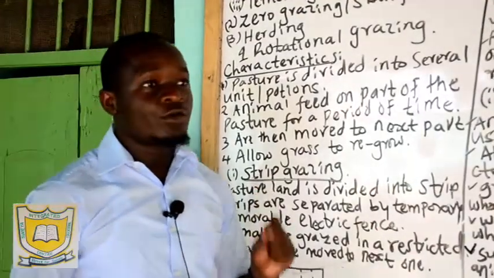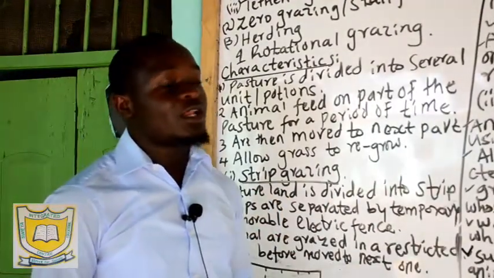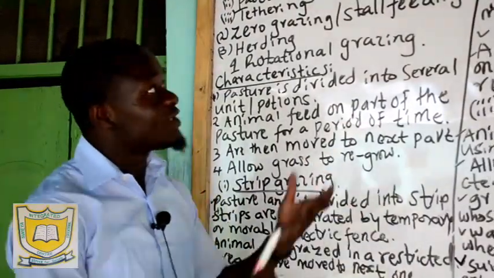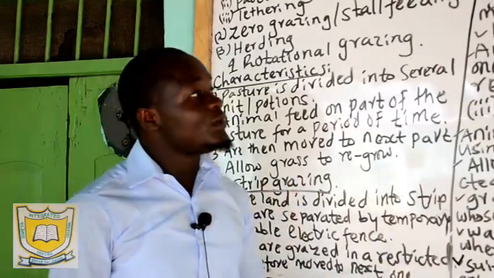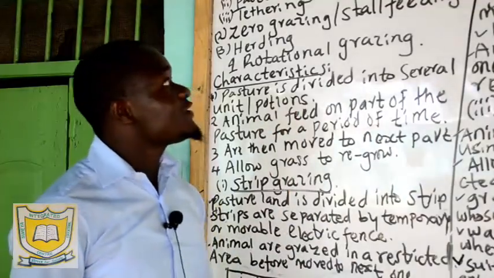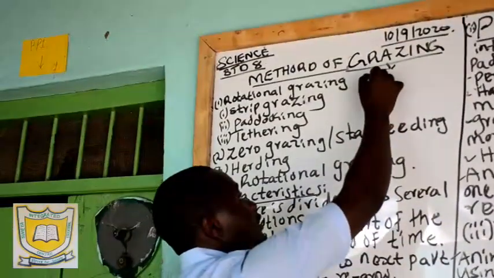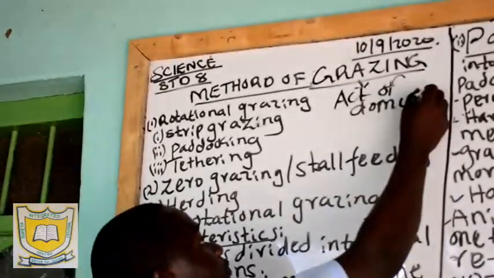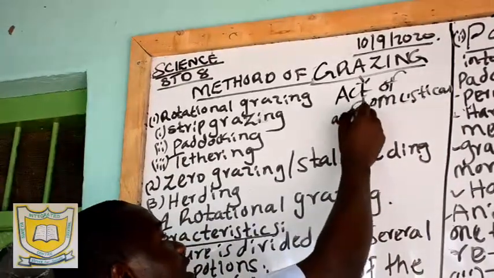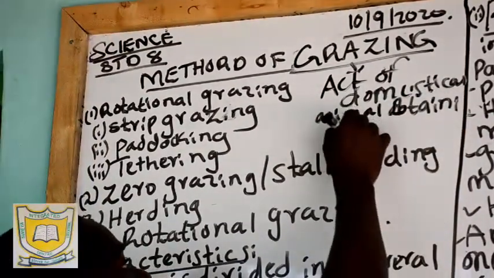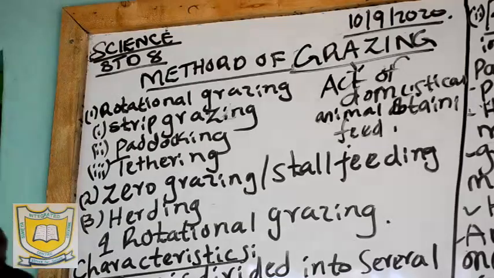Today we are going to discuss how these animals are domesticated, or how these animals are taken to obtain those feeds. The act by which a domesticated animal obtains feed is what we call grazing. It is an act of a domesticated animal obtaining food or feed.